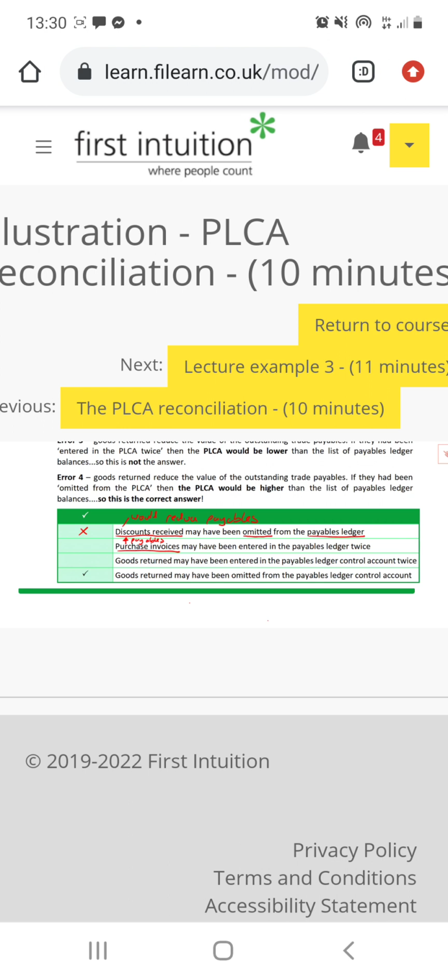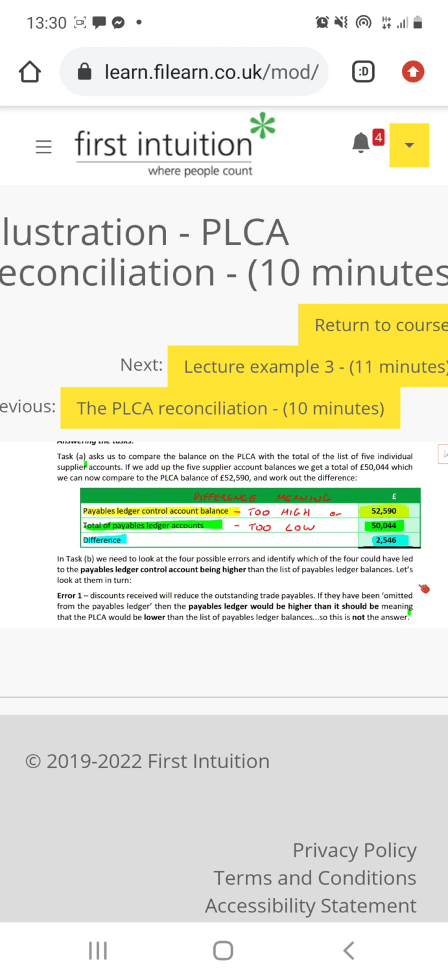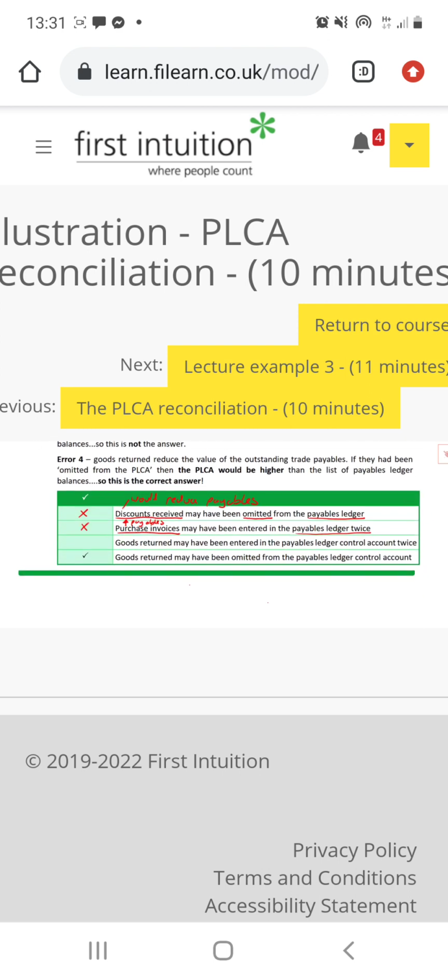Now, they're saying it's been entered in the payables ledger twice. In other words, that list of balances will be too high because there are some invoices that have been recorded down twice. Well, looking at the difference, that's not the case. The payables ledger balances is 50044. That balance is too low at the moment. So it can't be that there's a load of invoices included in there twice. Because if that were true and I stripped them out, that 50044 is going to get smaller, not bigger. So again, that cannot be the answer. That would make it worse, not better.